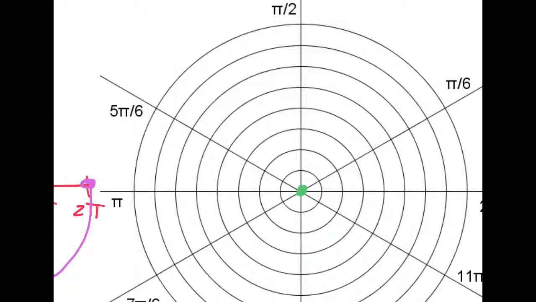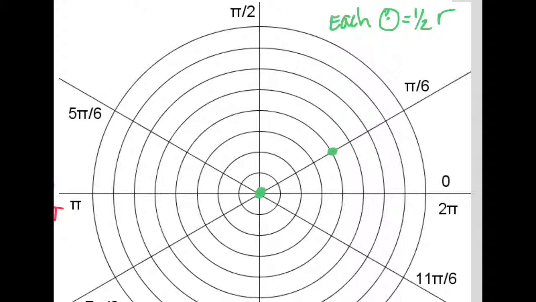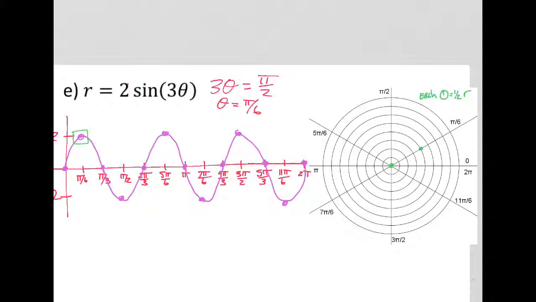What am I trying to say? I'm trying to say that let's make this an r value of 2. So each circle equals 1/2 of an r. Therefore, that would be 1, that would be 2, that would be 3, that would be 4, just so we can make it a little bit bigger. So there's my first one. When theta is pi over 6, r is 2. So there's my first point.